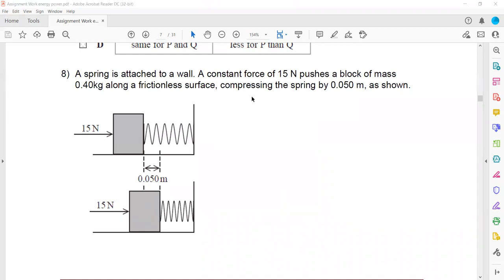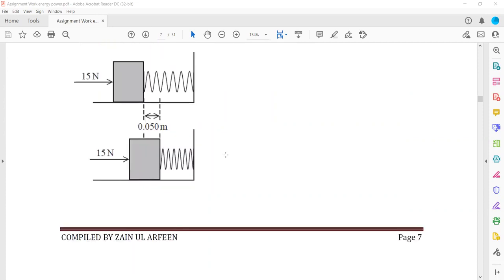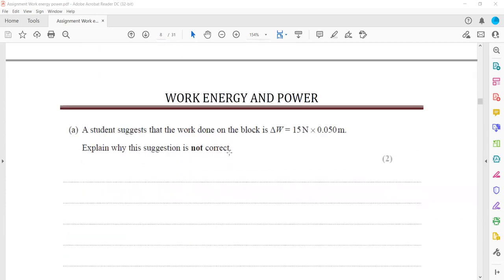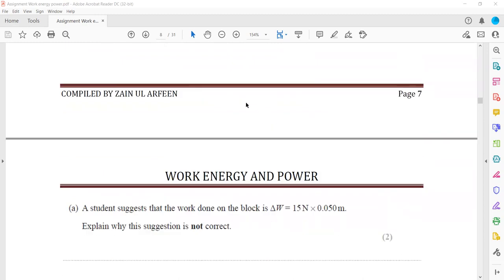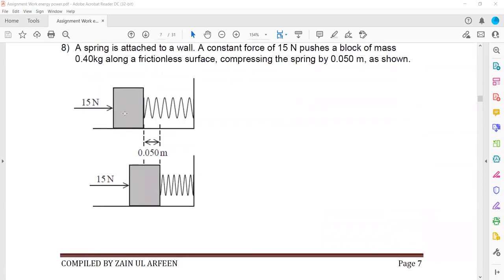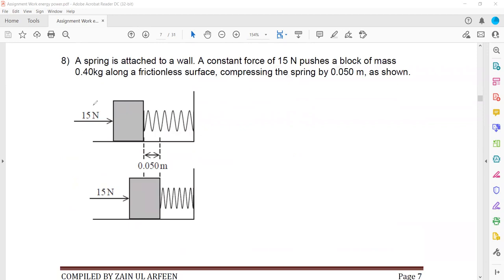Then a spring is attached to a wall. A 15 Newton force is pushing, and the distance moved is given. So always remember the work done. A student suggests that the work done on the block is 15 into 0.05. Explain why this suggestion is not correct. The student applied a force of 15 Newton and moved the object a distance of 0.05.